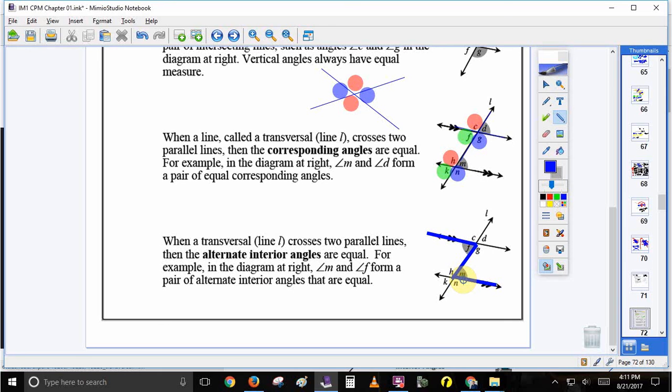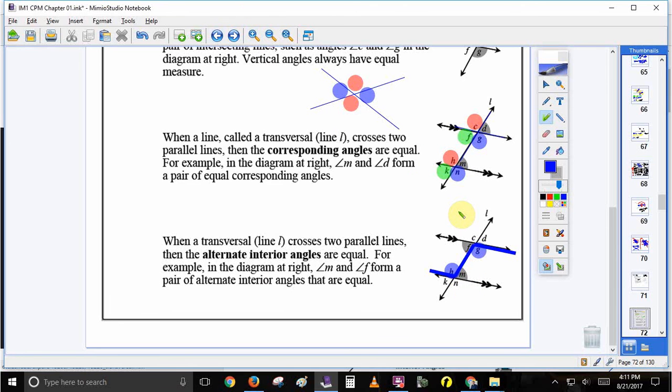So that would be F and M. There's another pair that I can find. If I draw the Z shape like this, then G and H would be the other pair of alternate interior angles. So I have two pairs of alternate interior angles here, G and H, and then F and M.